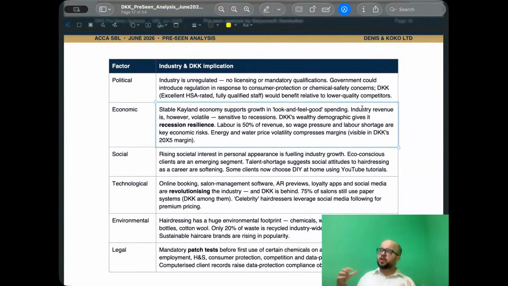So see, in the social part, you are basically trying to understand how the social demographic responds to the current business. The fact that some clients are now doing their own hairstyling at home, or there is talent shortage, means that people individually are not willing to enter this industry, or they don't see this as a very good career option. Customers are becoming more and more environmentally conscious, which is why they are preferring certain products. So this is the thought process of the population at large, and that is what we include in the social aspect.